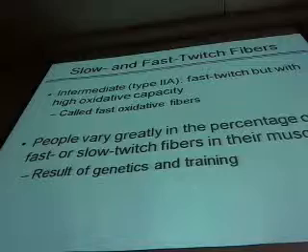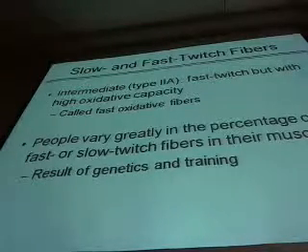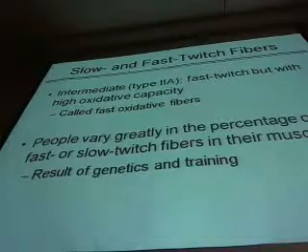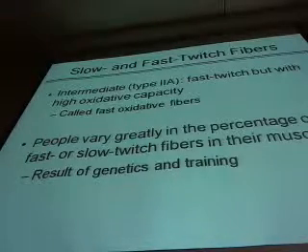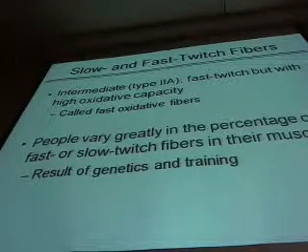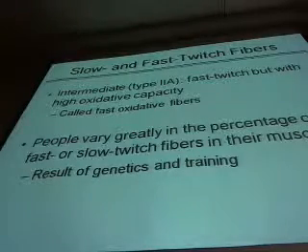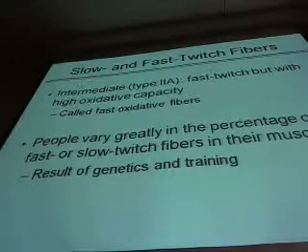Then you have the intermediate. Fast twitch, but with a high oxidative capacity. The ratio of these fibers changes with the amount of exercise. If you have a spinal cord injury, you'll lose the slow twitch fibers because it's use it or lose it.